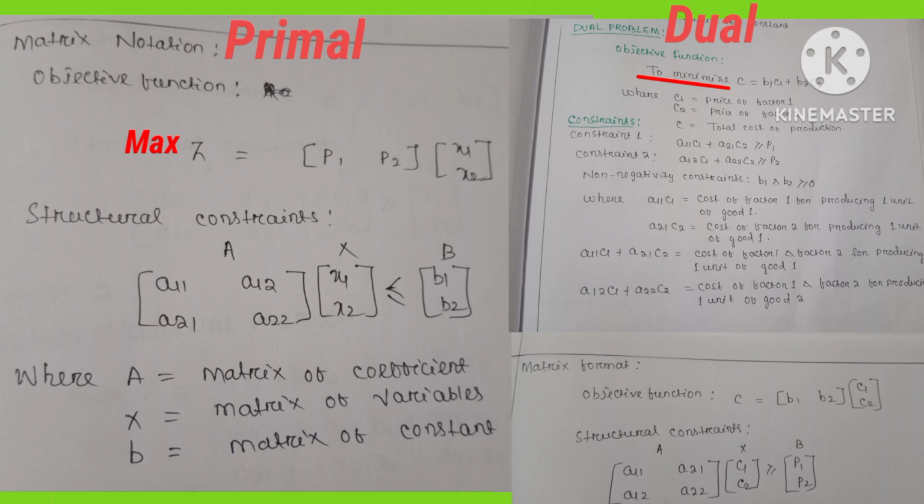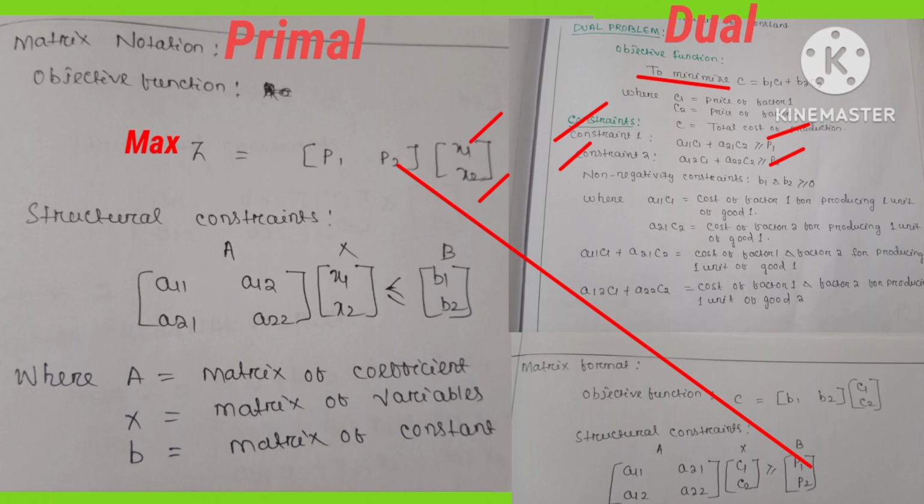Next, as you know, the number of variables in the primal becomes the number of constants in the dual. So in the primal problem there are two variables, x1 and x2. So in the dual problem there are two constraints: constraint number 1 is a11 c1 + a21 c2 is greater than or equal to p1, and constraint number 2 is a12 c1 + a22 c2 is greater than or equal to p2. The next step is the cost coefficient in the objective function of the primal. This will be the RHS constant of the constraint in the dual.